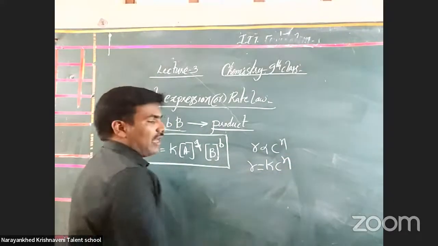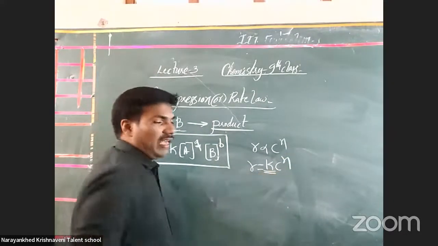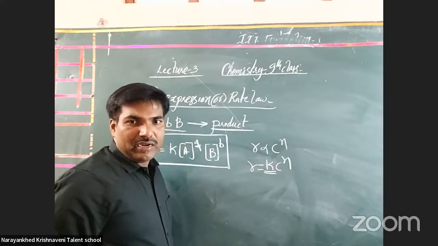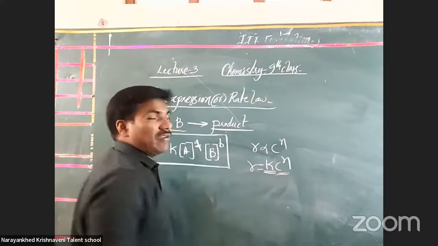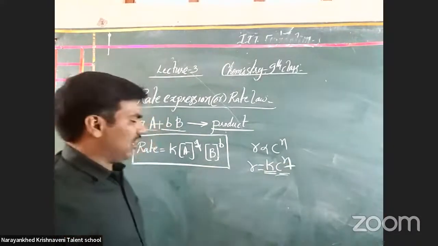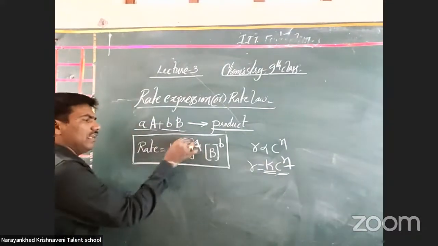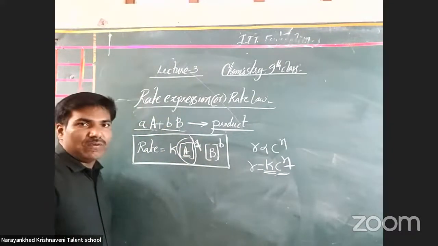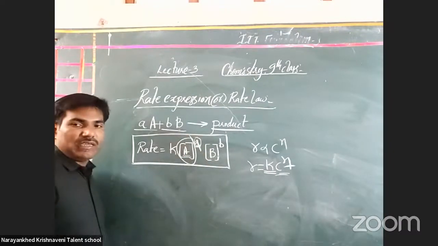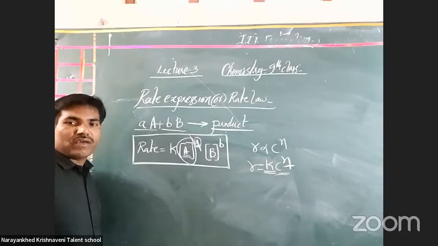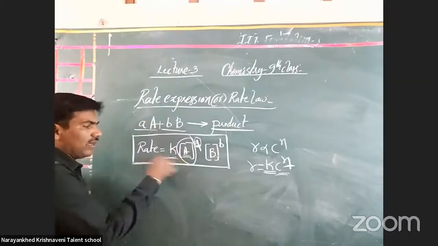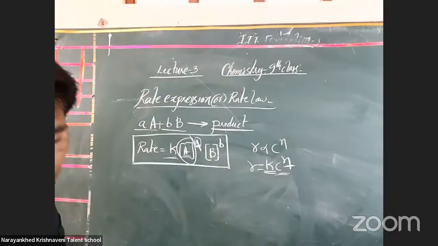Got it or not? In the last classes we have discussed what this K is. K is the rate constant. T is the concentration. N is the order of the reaction. Here also we have considered the same thing. This indicates the concentration of the reactant. This indicates the order of the reactant of that reaction. The K is the rate constant. Okay, clear or not?